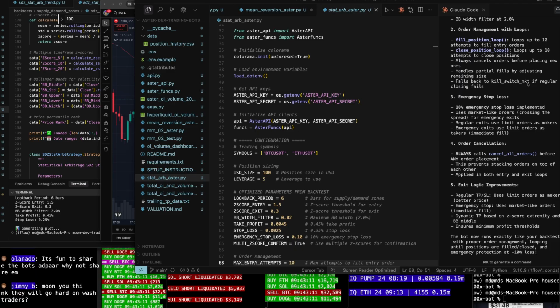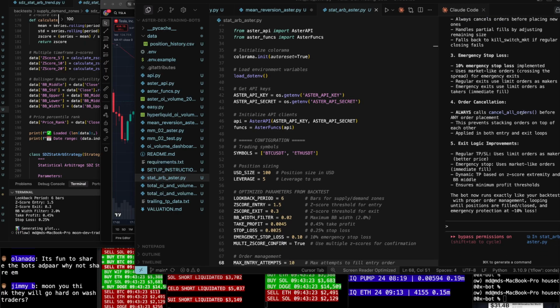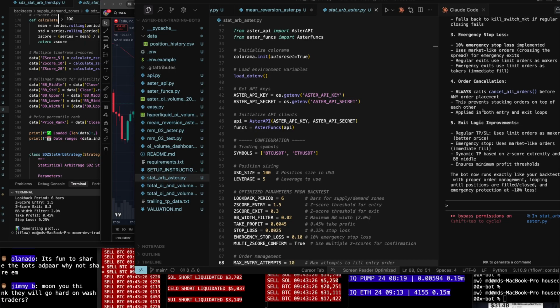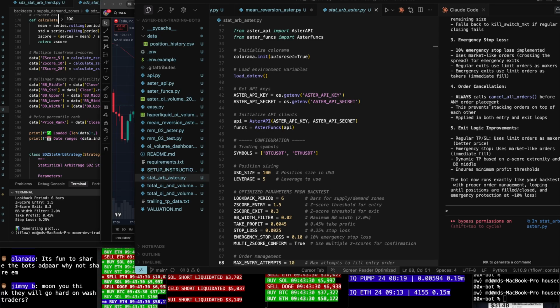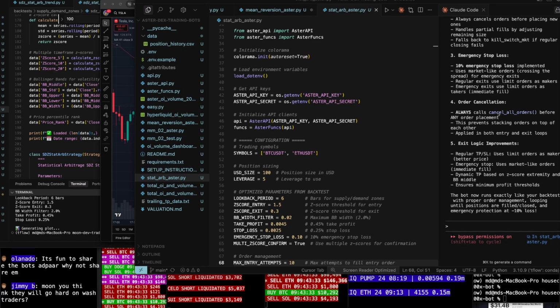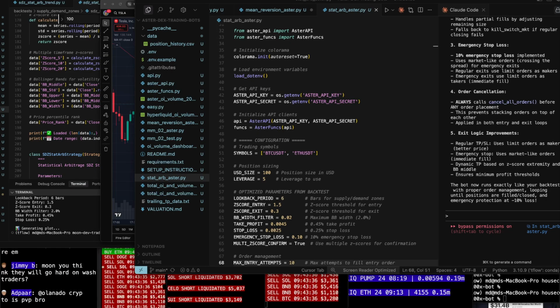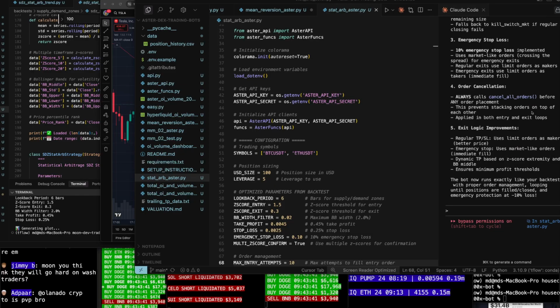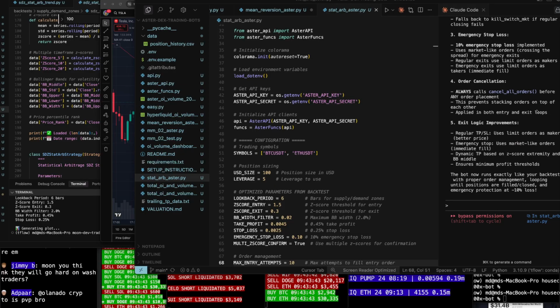Uses market-like orders crossing the spread for emergency exits. Regular exits use limit orders as makers. Emergency exits use limit orders as takers for immediate fill. Always calls cancel orders before any order placement. Nice. Need that. This prevents stacking orders on top of each other. Exit logic improvements. Regular TP, stop loss. Uses limit orders as maker.